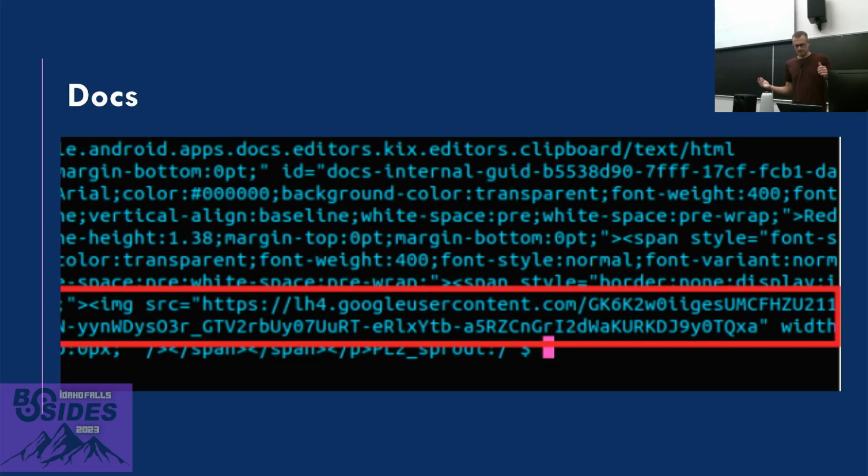So the point here is if I was editing a document in Docs and I copied an image to my clipboard, I could still get that image later through this content provider by asking for HTML text and then taking that URL to the image and requesting it out of band.